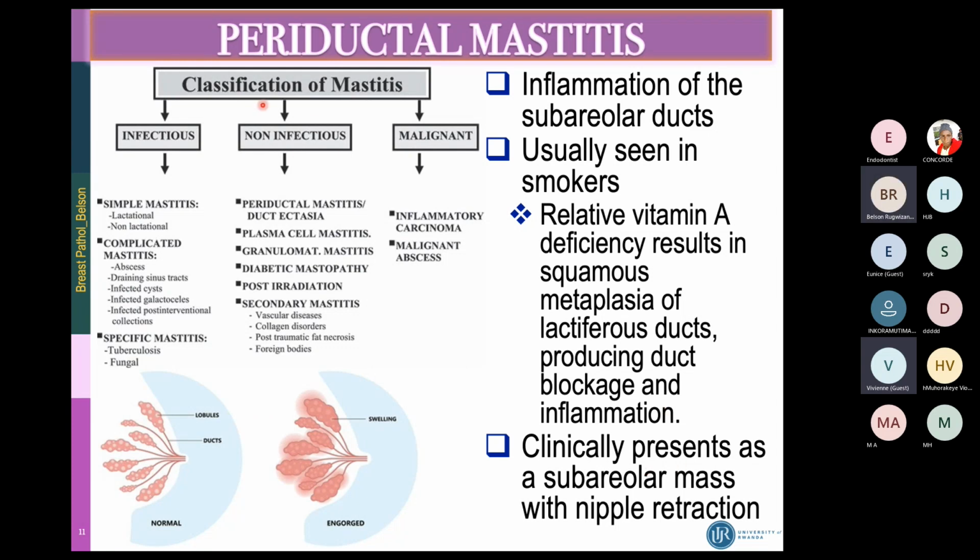So here there is a classification of mastitis. There's infectious, non-infectious, and the malignant one. In the malignant one, we have what is called inflammatory carcinoma, which is very, very, very dangerous. It is really very dangerous.